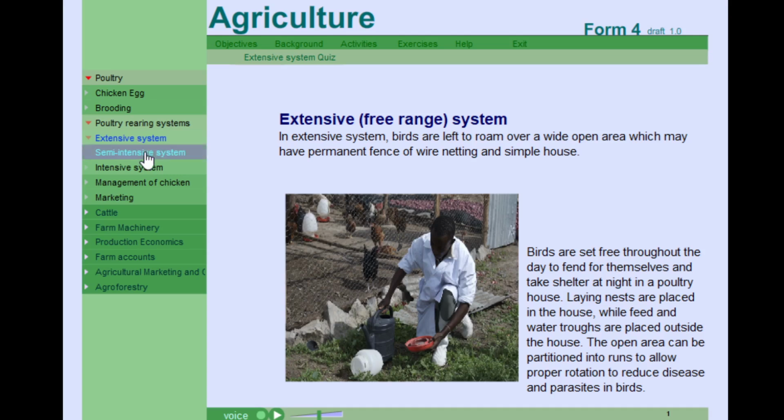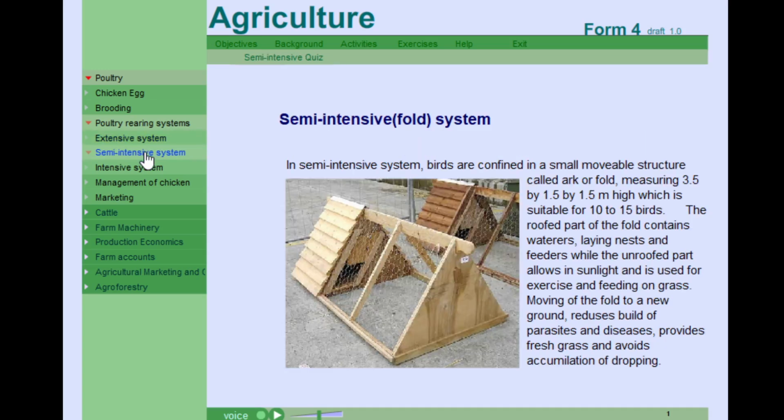Semi-intensive or fold system. In semi-intensive system, birds are confined in a small movable structure called ark or fold measuring 3.5 times 1.5 times 1.5 meters high, which is suitable for 10 to 15 birds. The roofed part of the fold contains waterers, laying nest and feeders, while the unroofed part allows in sunlight and is used for exercise and feeding on grass.